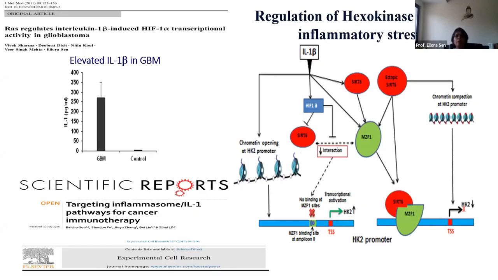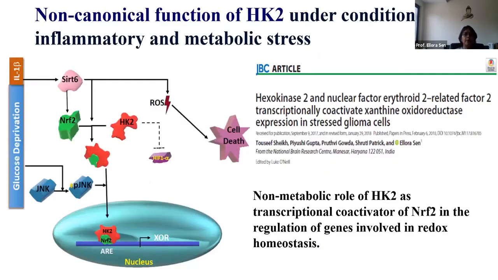And studies from a group have shown that IL-1 can actually regulate the expression of hexokinase 2. And what is hexokinase 2? It is a metabolic enzyme of the glycolytic pathway, and this regulation of hexokinase 2 by IL-1 involves a histone deacetylase like SIRT6. So this is something that we have shown, a crosstalk between inflammation and regulation of metabolism.